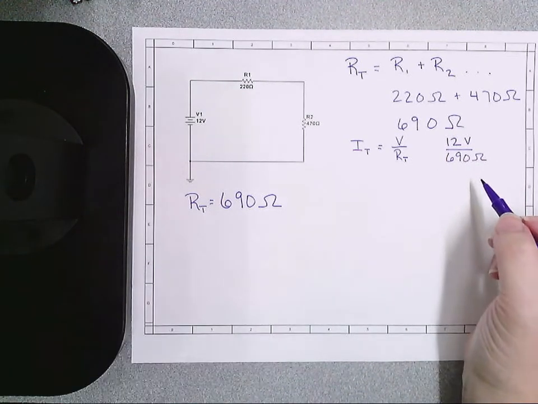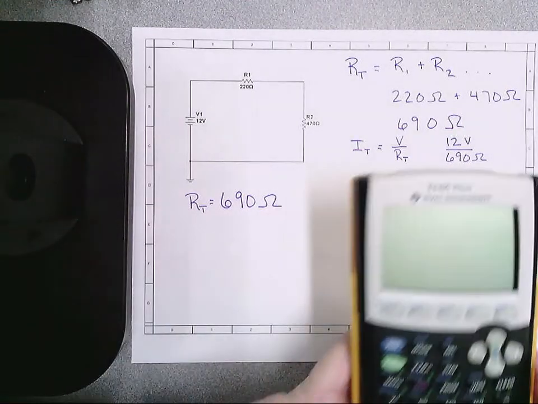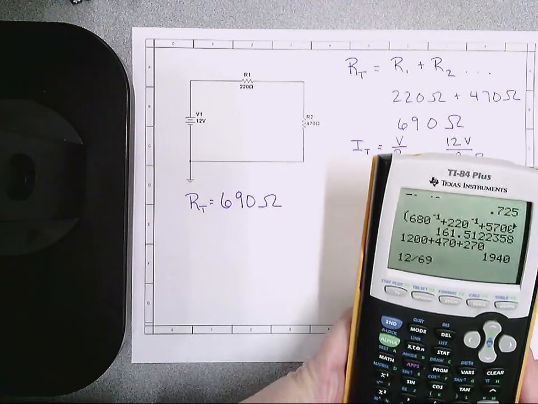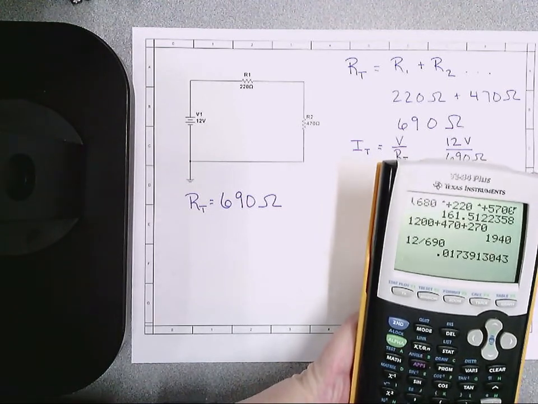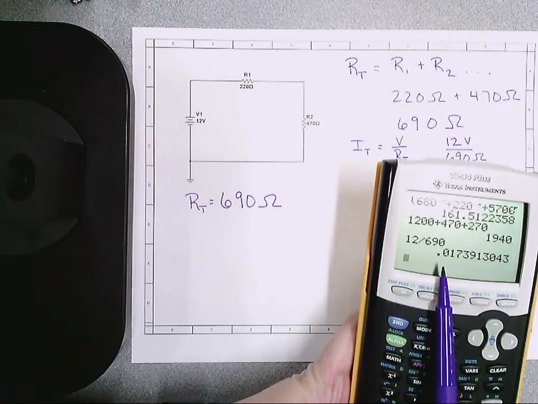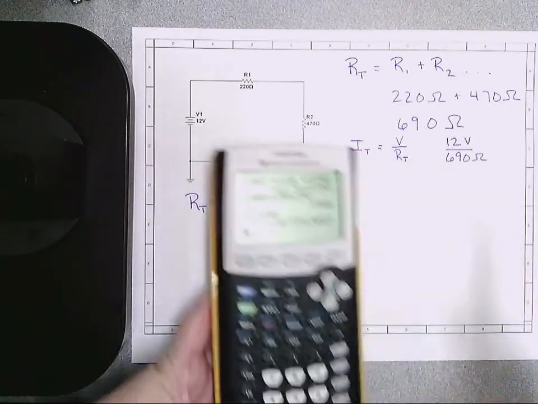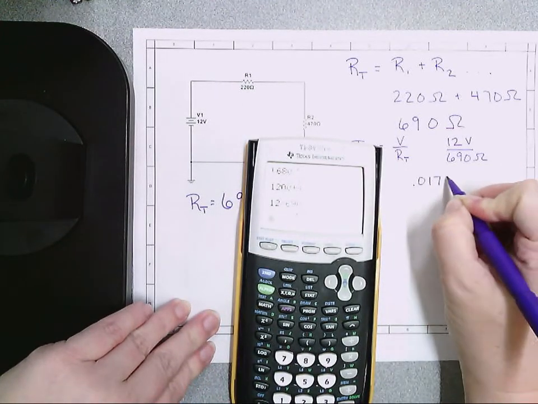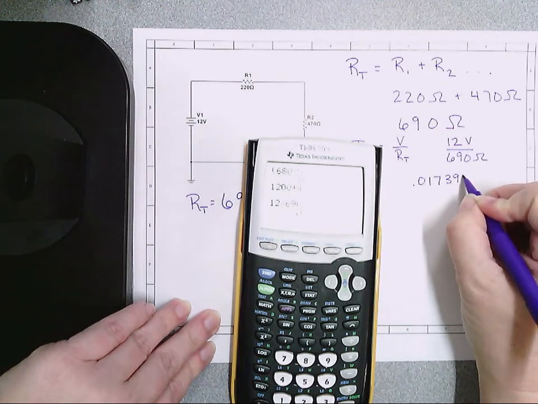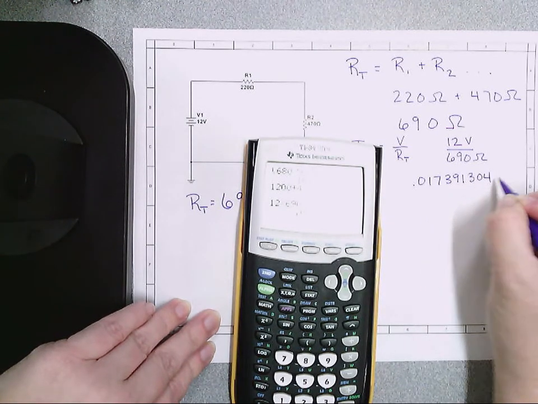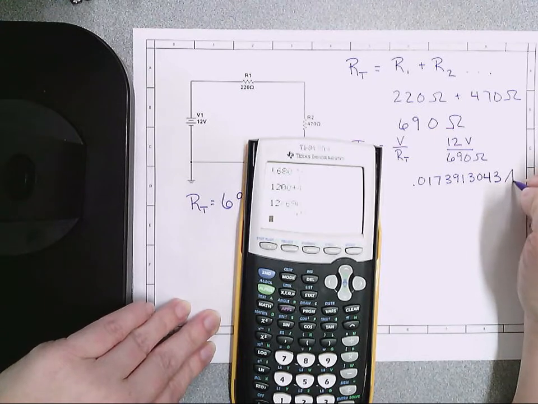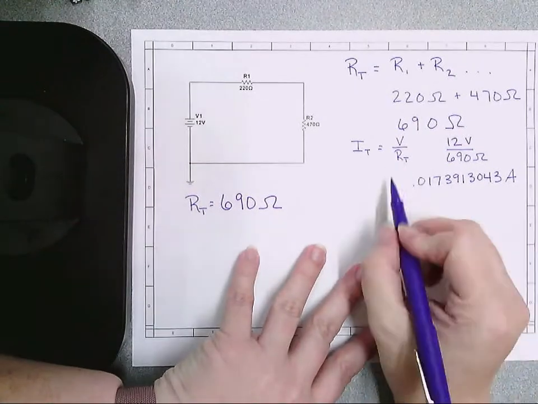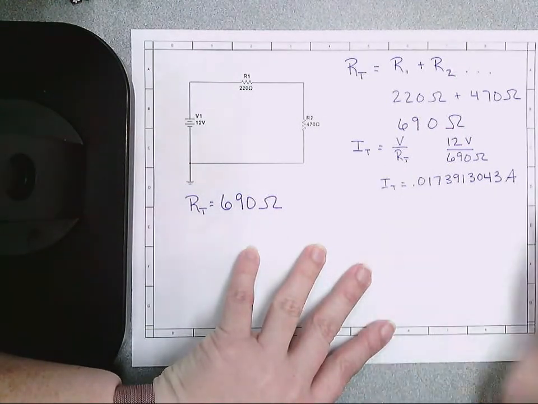Okay, and so we get our handy dandy calculator, and 12 divided by 690, we end up with 0.017, and I'm going to write out the whole thing here, 0.017391304 amps.